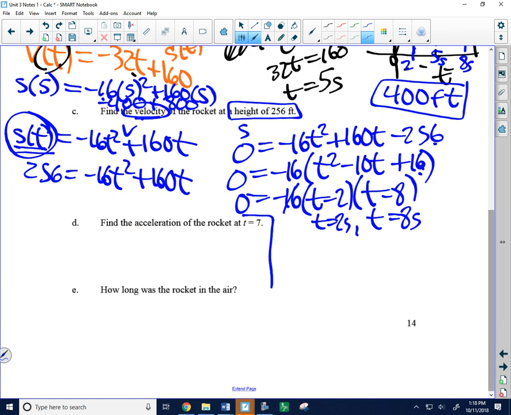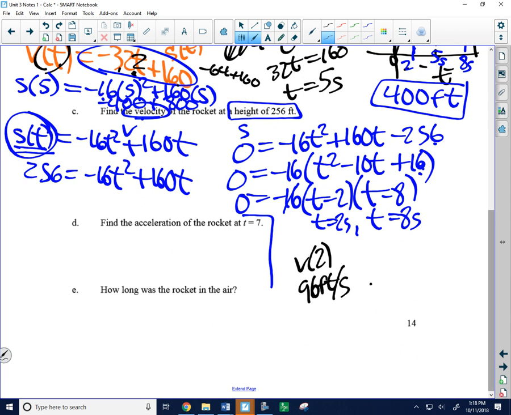Okay, so last thing we need to do is plug in 2 to the velocity, which was this, and we'll plug in 8. So I'm going to write V of 2, right? We're plugging in 2 for t. So I'm just going to kind of work it out up here. 2 times negative 32 is negative 64. Plus 160 will be 96. This is feet per second.